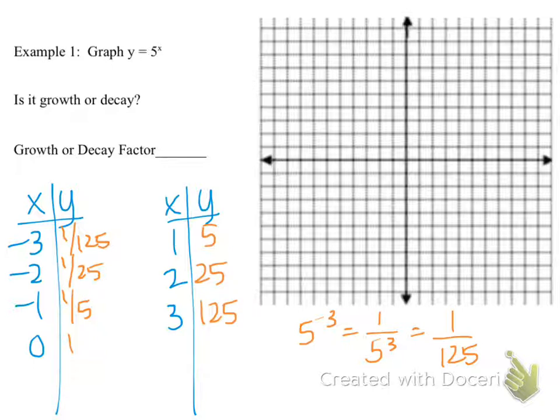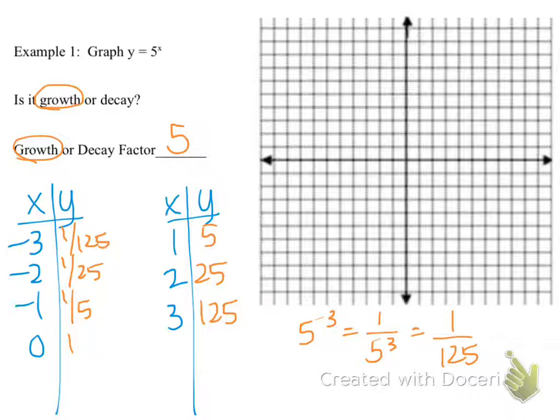So as you look at your t-chart, as x gets bigger, what happens to y? Well, y is getting bigger, so we can see by looking at our t-chart and our numbers that this is going to be a growth model. And so what is the growth factor? Well, if you look at the values in the y column, how are they going from one value to the next? We're multiplying by 5, so that's going to be our growth factor.